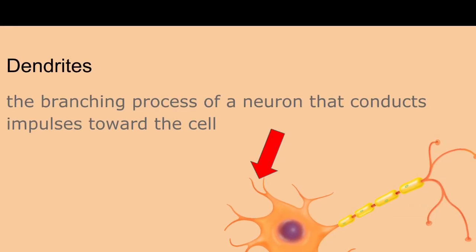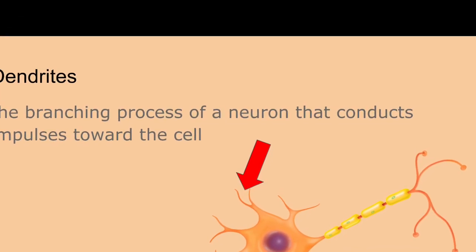Our next one's conduct impulses towards the cell. This time the hint is towards the cell instead of away from. You got it, they're dendrites.